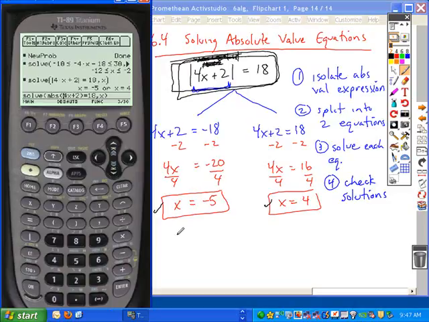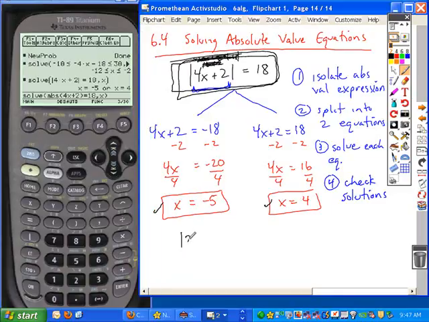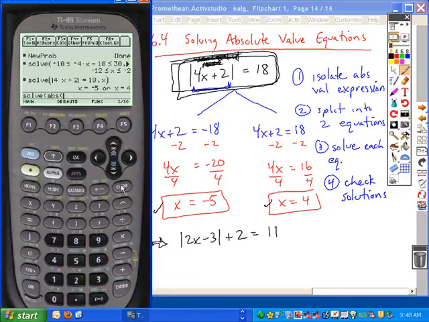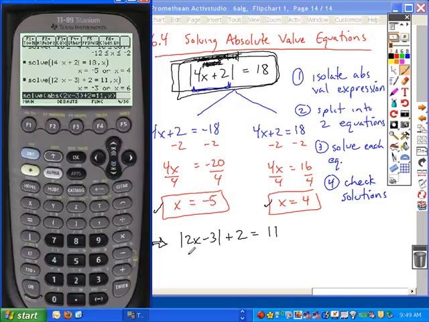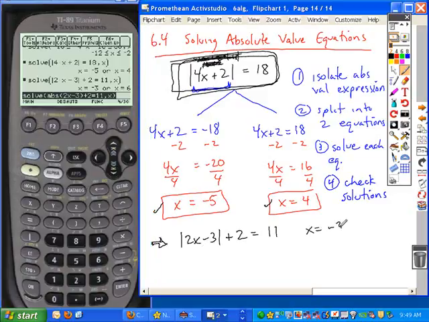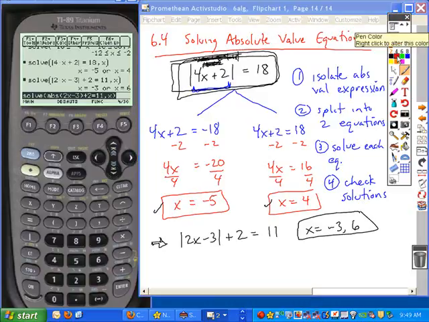All right, so I want you to try this problem really quickly. See, the solution is 6 and -3. If we use our calculators, and we type solve the absolute value, write your expression 2x minus 3 plus 2 is equal to 11. Solve for x, close it off, hit enter. So we get our solutions are 6 and -3 is correct.